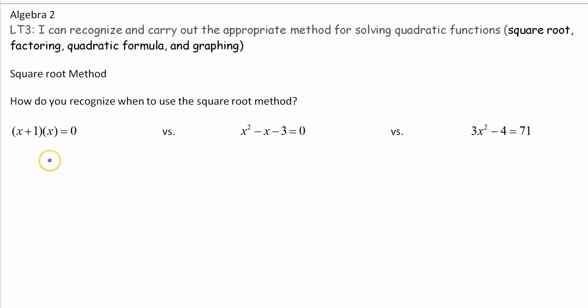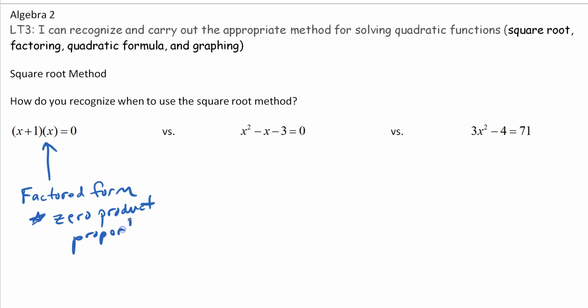relatively a different form. The first form should be a giveaway that this is not going to be the square root method. And why it's a giveaway is because it's written in factored form. When a quadratic's written in factored form, this is an indicator that we would actually use what's called the zero product property in order to solve for x.